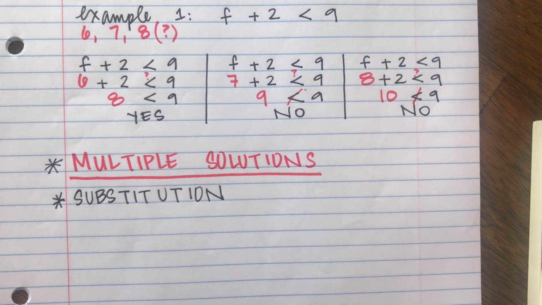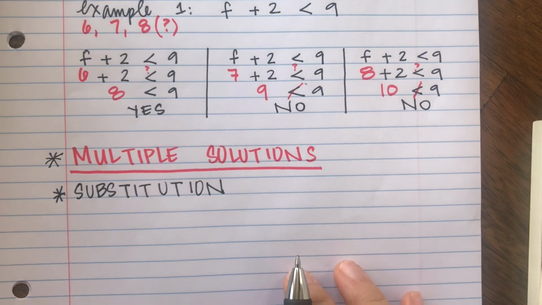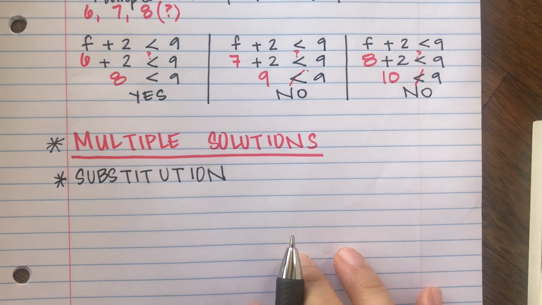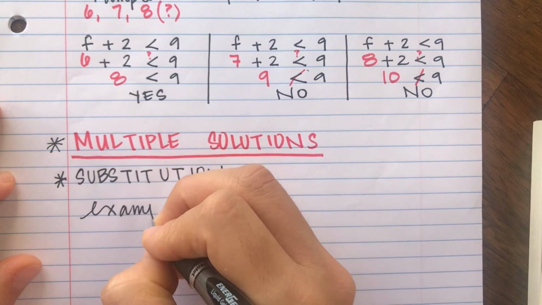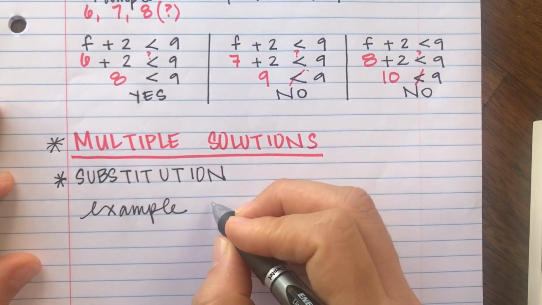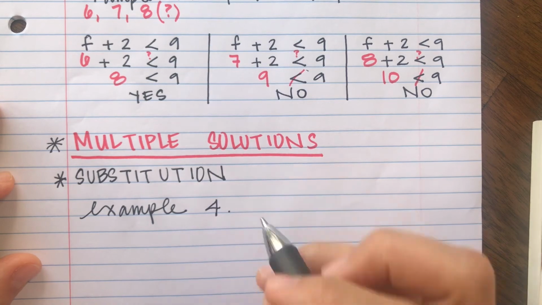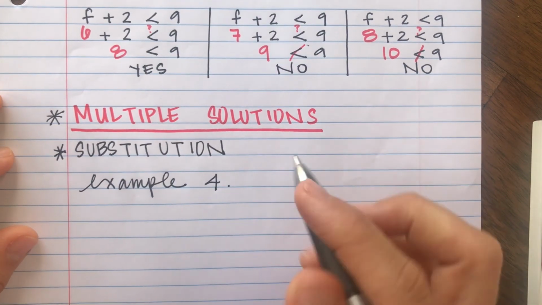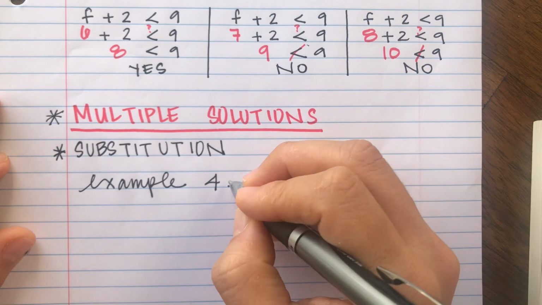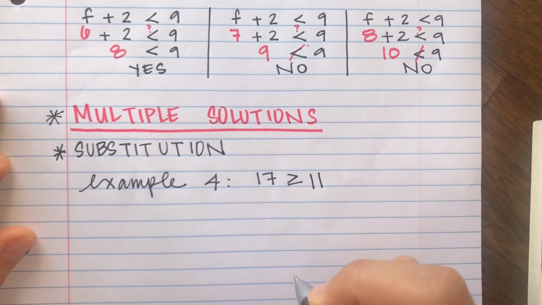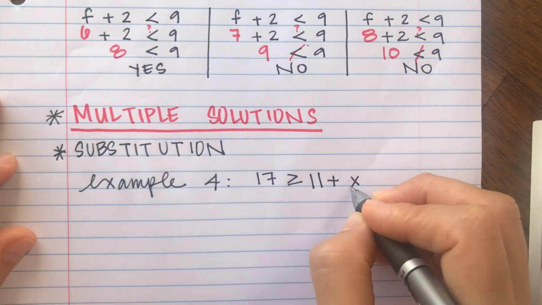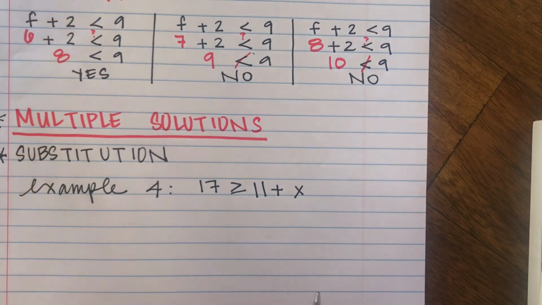So with the inequalities, with greater than or equal to, I'm going to pick number 4. Example number 4 from page 619. Okay, so the question is, if the inequality is 17 is greater than or equal to 11 plus x, the question is, can x be a possible value?